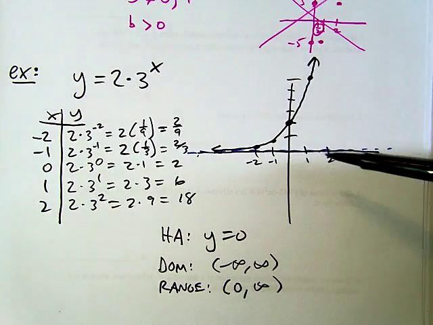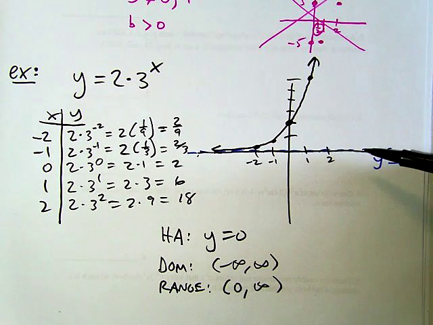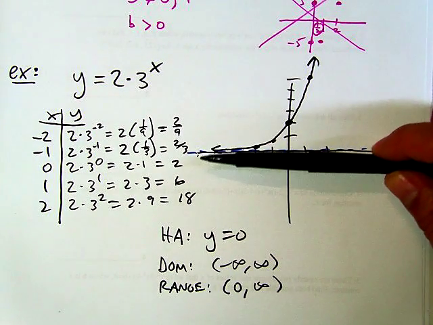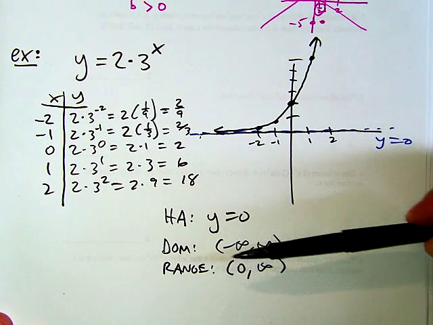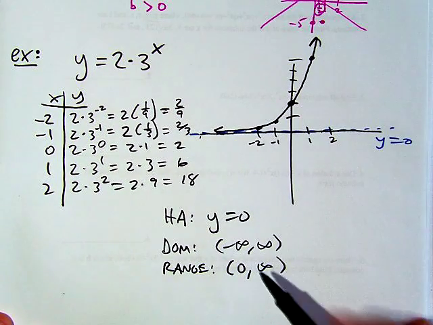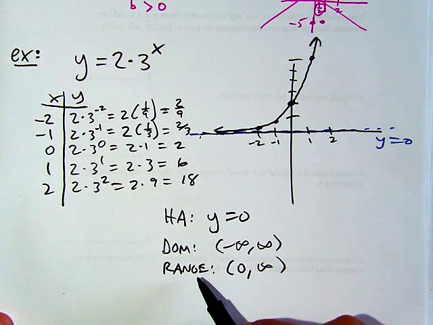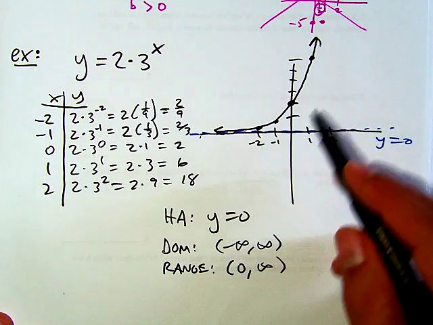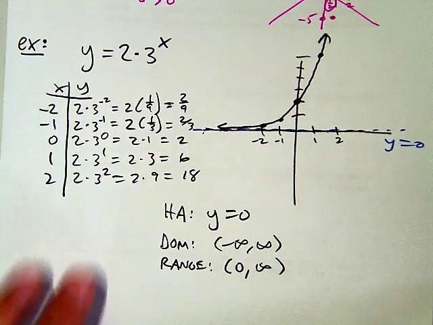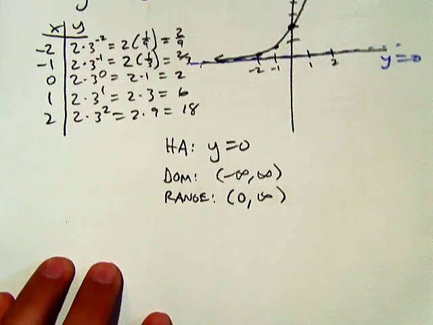Okay, so from negative infinity to infinity is the domain, and then for the range, again, we go from bottom up. The lowest value is almost 0, so that's why we have y equals 0, and then goes up towards infinity. So here's our domain, here's our range, horizontal asymptote, and you get a pretty good idea of what this graph looks like. Okay, we'll do one more example.